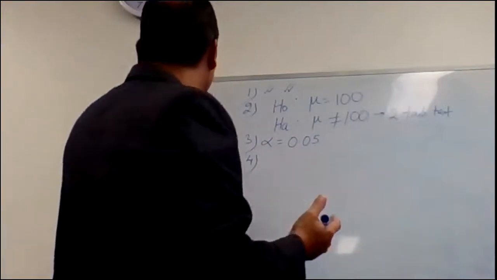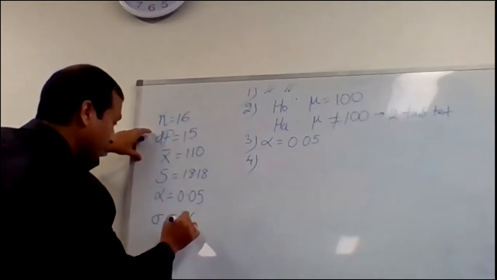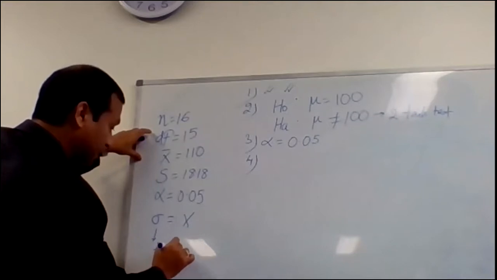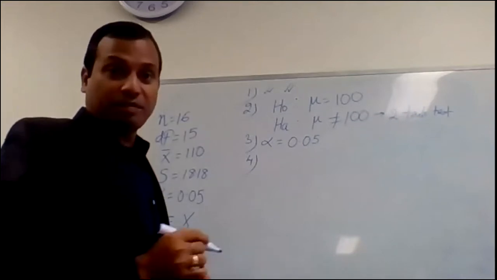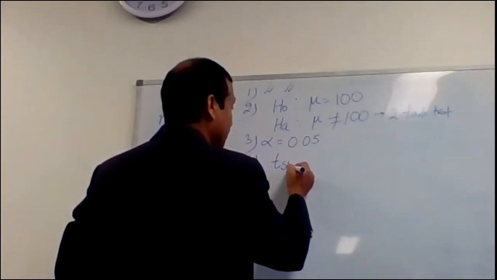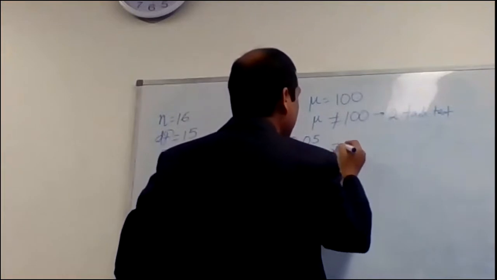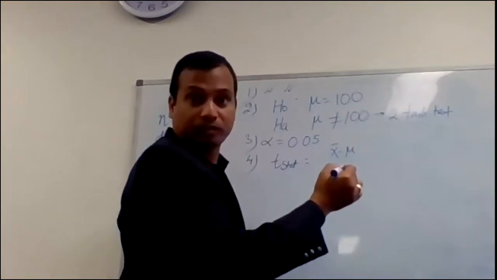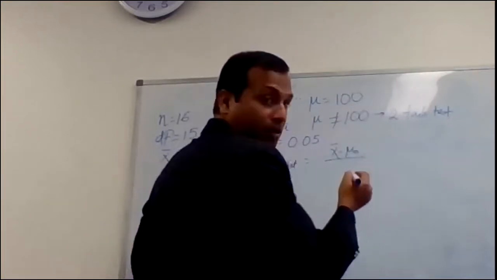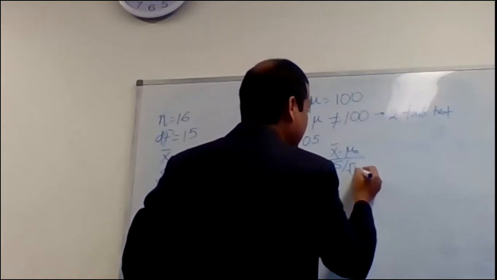In the case of sigma unknown, the sigma value is not given, so that means we have to apply T stats. That is the indication. So step number 4 is to find the T stats. What is the formula? X bar minus mu naught, mu naught is the same as mu here, divided by S over root n.